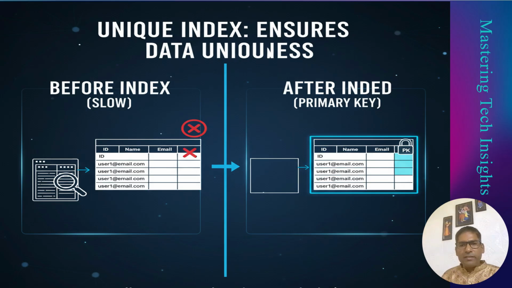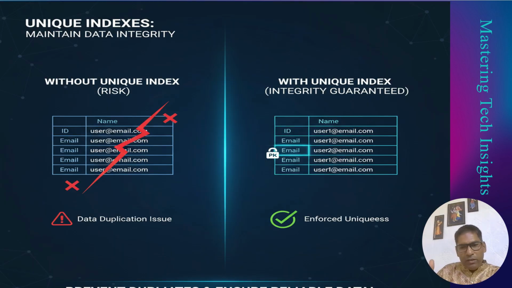A unique index ensures that no two rows have the same value in specific columns, enforcing uniqueness, just like a primary key. In the example, SQL will not allow two employees to have the same email ID. If you try to insert a duplicate email ID, you will get an error.